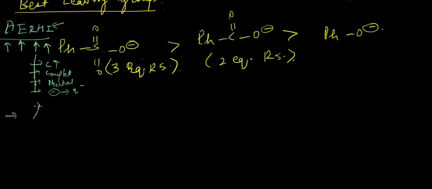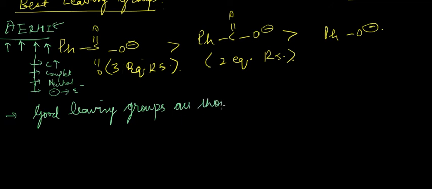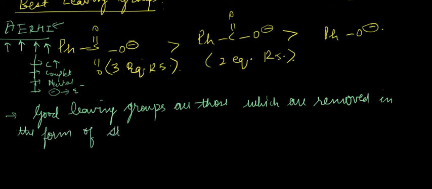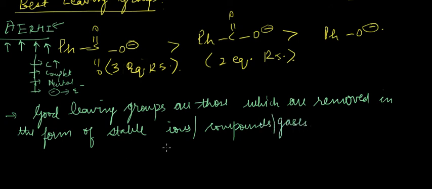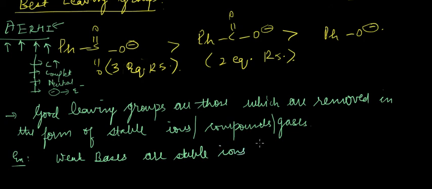So good leaving groups are those which are removed in the form of stable ions, compounds or gases. Okay, so weak bases are stable ions and weak bases are good leaving groups. So let's see an example that weak bases are stable ions and they are good leaving groups.